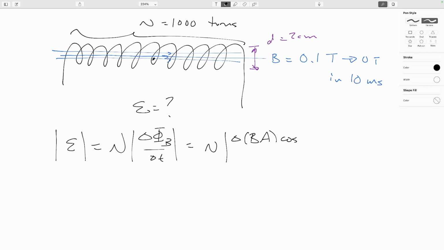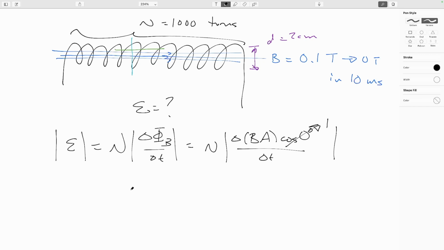Now here, the plane of our loop is like this, and so our normal looks like that. So the normal makes a 0 degree angle with the magnetic field. So cosine of 0 is 1.